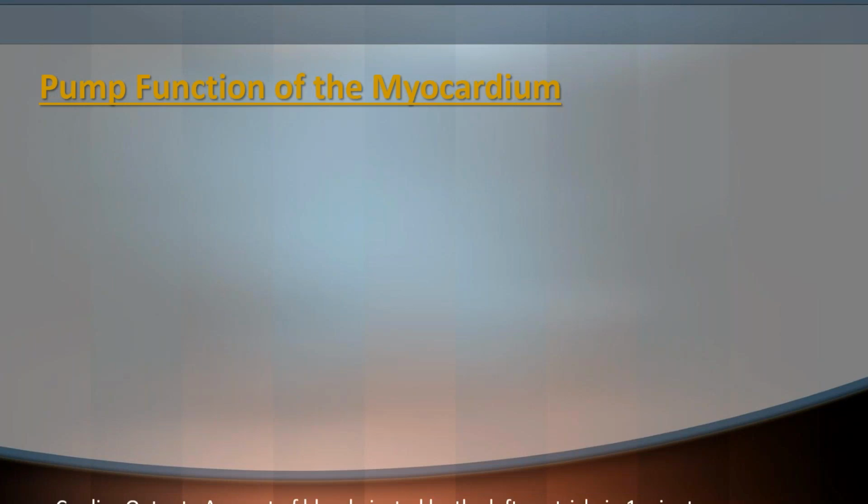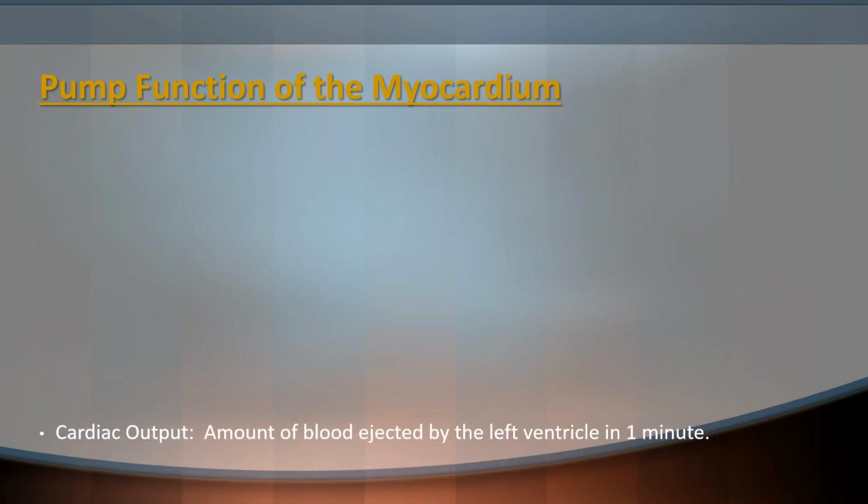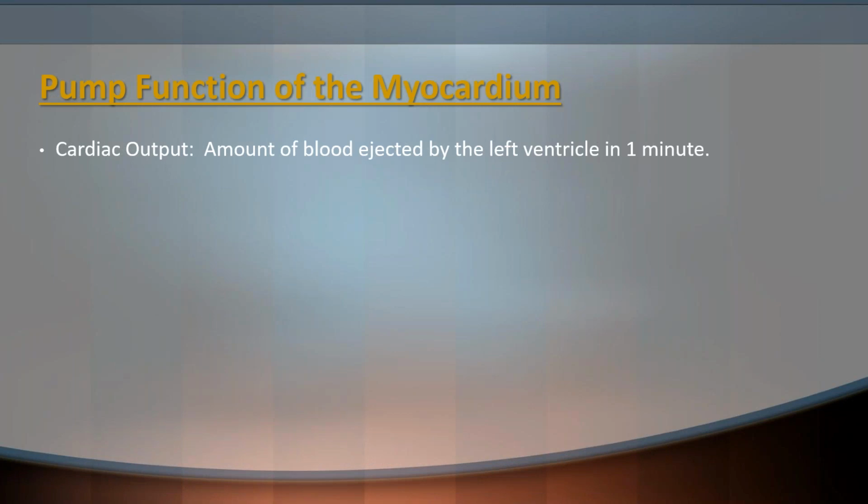Next, we have the pump function of the myocardium. So again, breaking down that word when we're referencing our medical terminology, myo is going to be muscle, cardium is going to be referenced to heart, so it is going to be the heart muscle. Cardiac output is going to be the amount of blood that's ejected by that left ventricle within 1 minute.